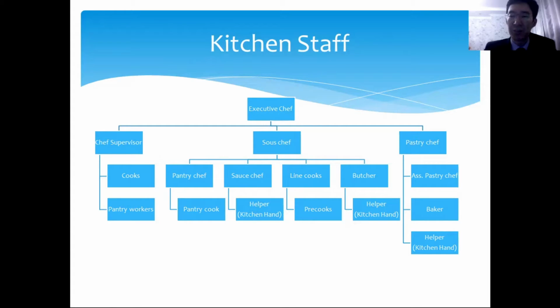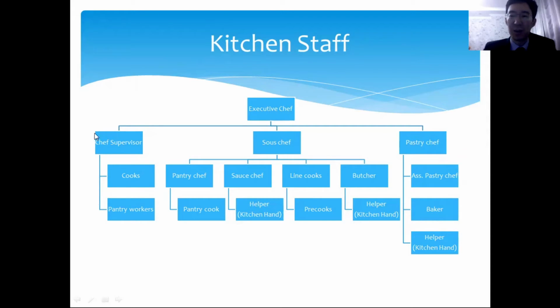Then we have pre-cooks who help them. Then we have the butcher, the person who deals with and cuts the meat. And then, of course, we have the pastry chef, who prepares desserts and bakes things. Usually large restaurants have an assistant pastry chef and then a helper, like the kitchen hand. What we sometimes don't know is this part, the so-called chef, supervisor, cooks, and pantry workers.